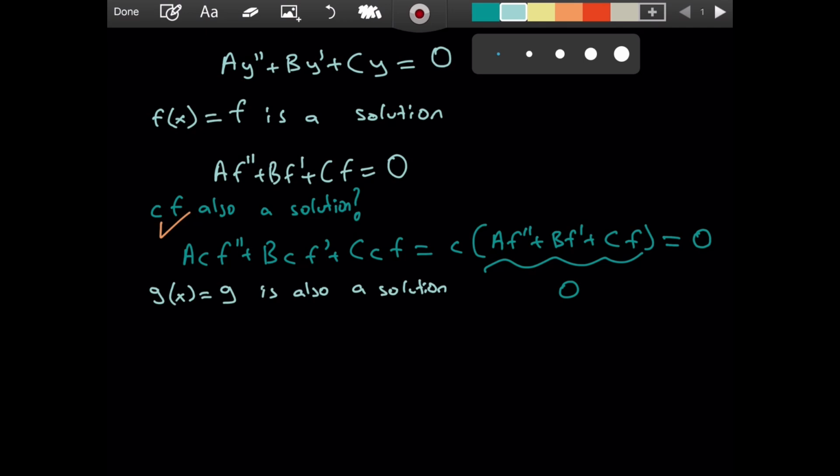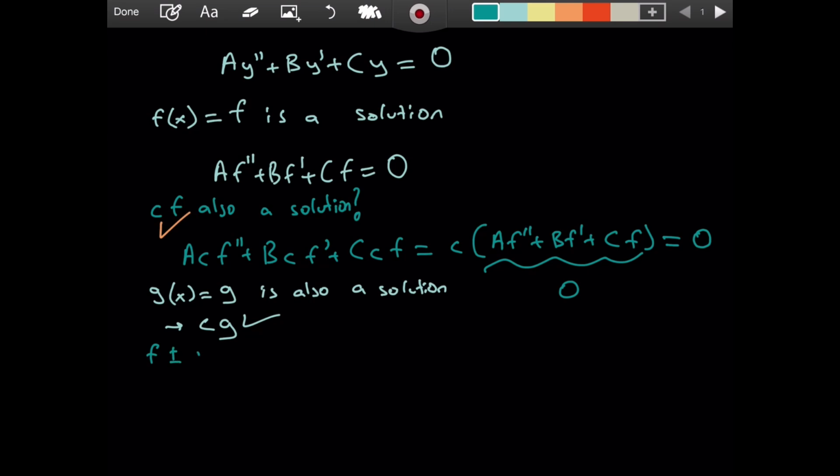So we have this. Obviously from this, we can see that k times g would be a solution, right? Nothing was special about f. g also satisfies the same condition. What I wonder is, though, does f plus or minus g satisfy the given differential equation? So is this also a solution?